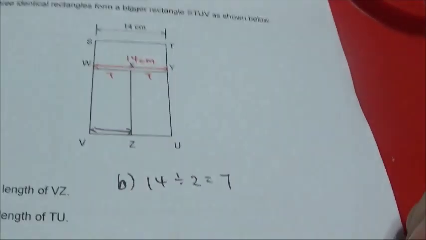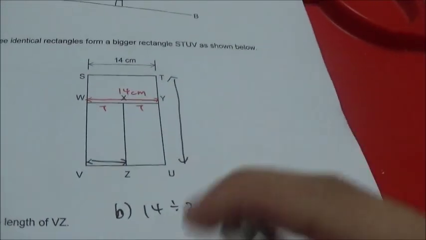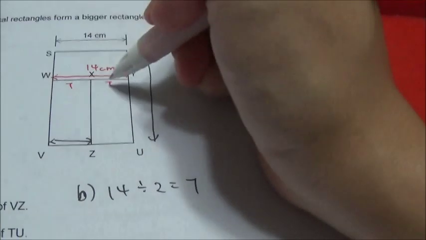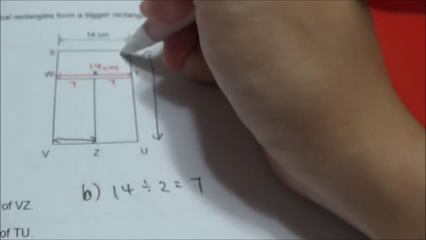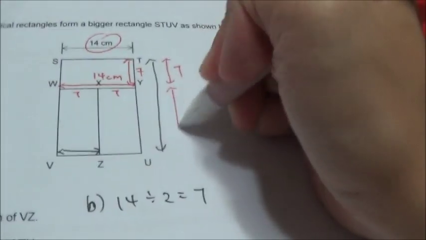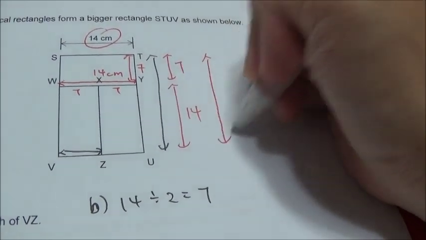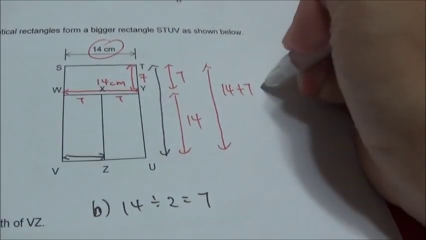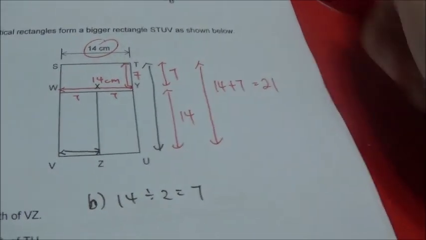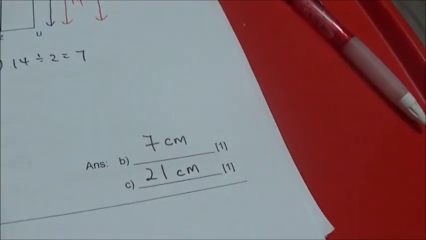centimeter. Now find the length of TU. That's what they want to find. We already know that the breadth is 7, which means from here to here is 7. That means here to here is 7. The length is 14. Here to here is 14. Alright, so all together here will be 14 plus 7. Answer will be 21. So find the length of TU. Answer is 21 centimeter.